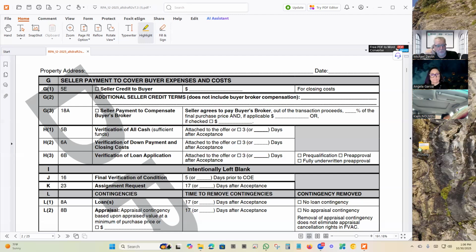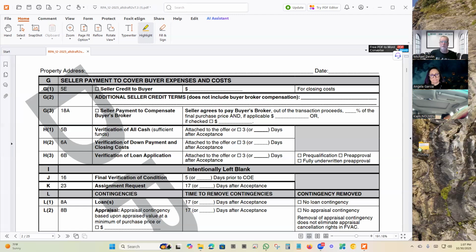Paragraph 3G3. Check the box, seller payment to compensate buyer broker. Out of the proceeds, you write in a percent. You could write in a percent and another amount. What would that be? Sometimes people say, well, I want you to pay the transaction coordinator. Or you could just say a flat amount for the whole thing, right? So percent and money, or just money.